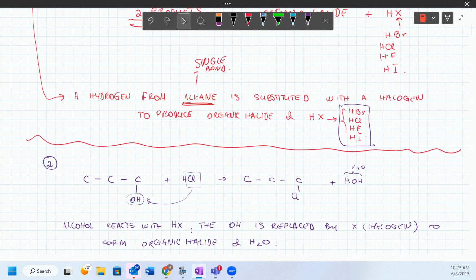So still at the end, same as this one here, we have an organic halide. But in the first case, we had HX as a product, so either HBr, HF, HCl, or HI. And in the second case, this HX is part of the reactants. And as products, we have an organic halide and water.